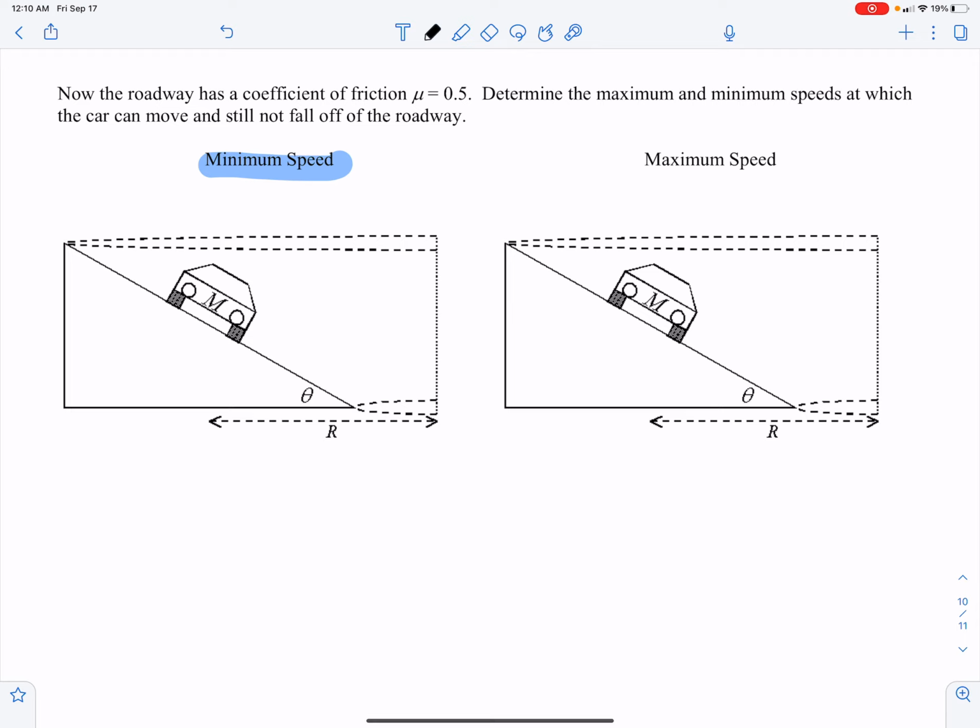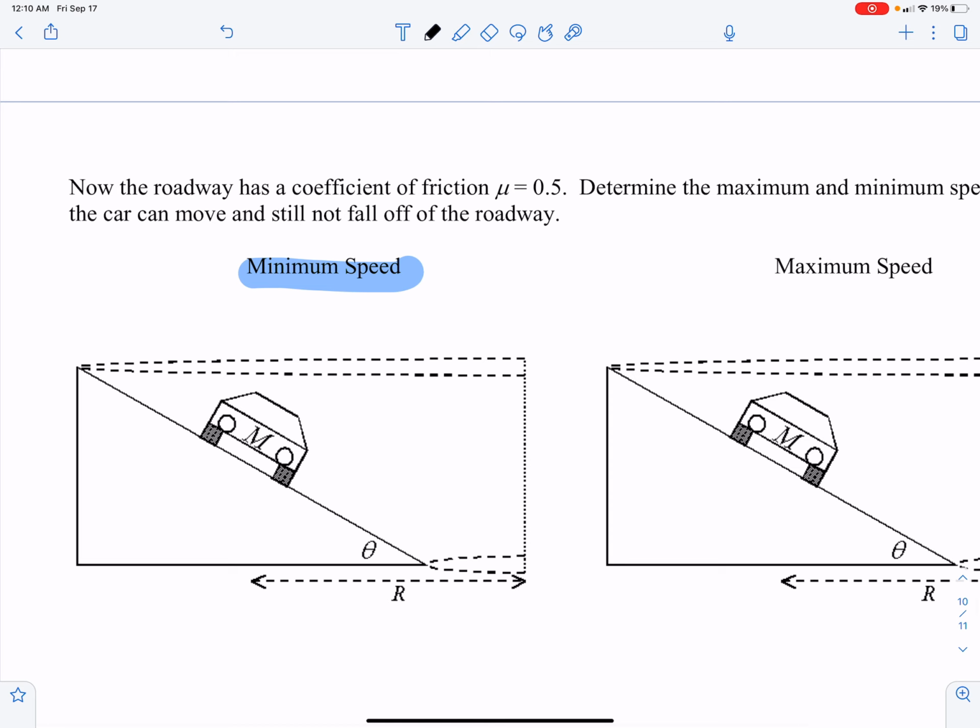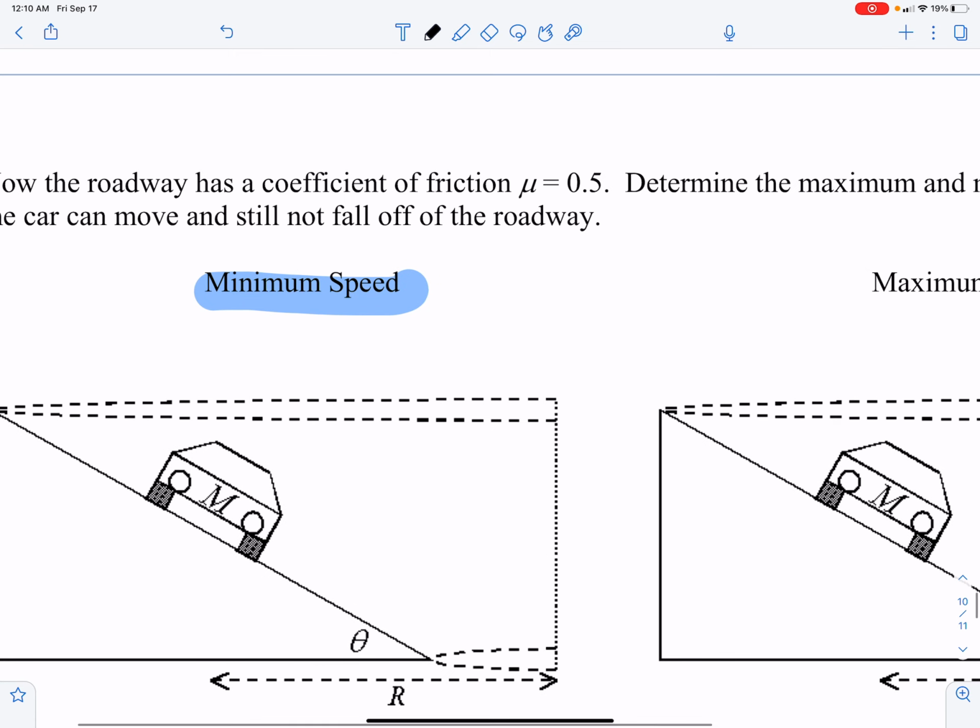Now, for the case of the minimum speed, I want you to think of it like this. You have your road, okay? This is your curved road right here, and here's your car at various points on the road. That would be the normal path taken if it were going at some constant speed like we were before, and it's a perfect circle. The problem is minimum speed.